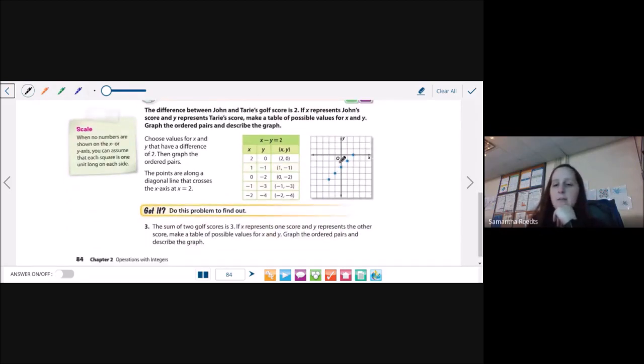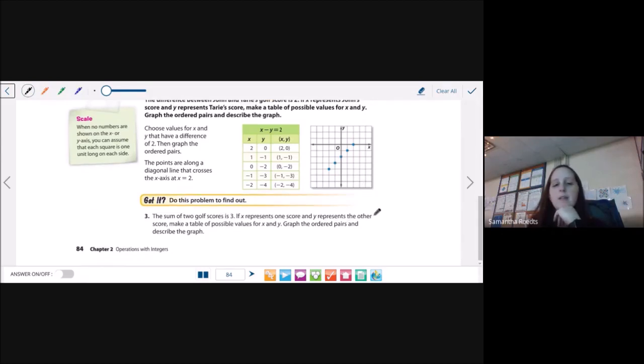So -2, -4, -1, -3. You can see that they form a line. The points are along a diagonal line that crosses the x-axis at x equals 2. The sum of 2 golf scores is 3. If x represents one score and y represents the other score, make a table of possible values for x and y. Graph the ordered pairs and describe the graph.